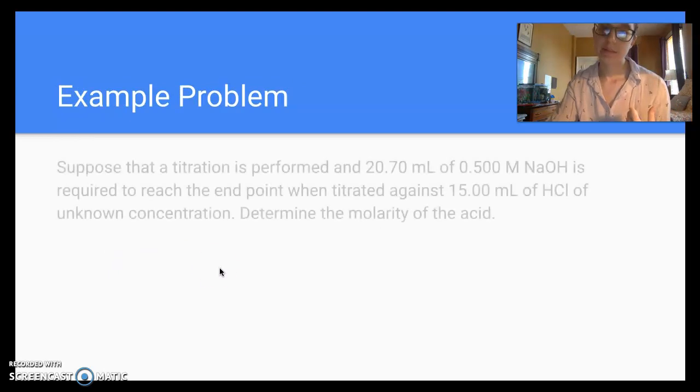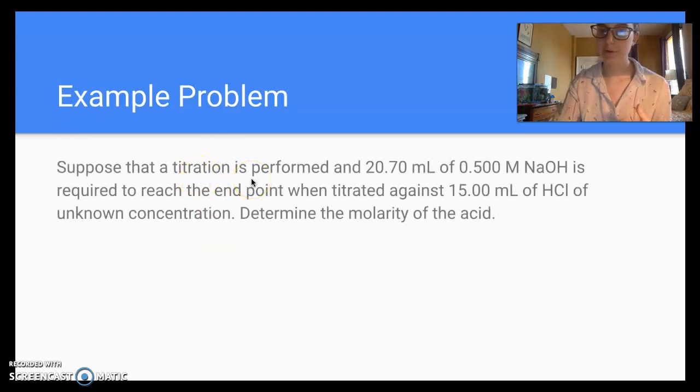So here we have an example problem. We have a titration performed. We add 20.7 milliliters of 0.5 molar NaOH, and that is what is required to reach the endpoint when titrated against 15 mL of starting volume of HCl of unknown concentration. We want to find the molarity of the acid, or the concentration of the acid.